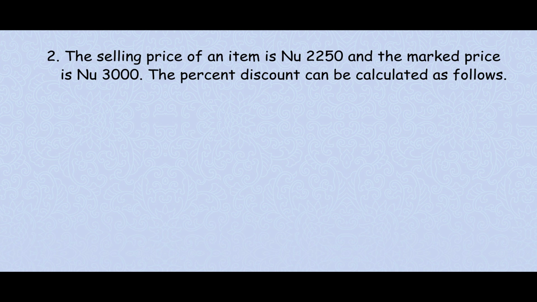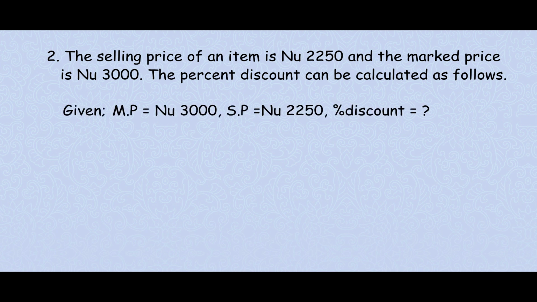So you have to first note down the given as usual and you have to note down the formula of what you are asked to do. So here it goes. Given marked price is equal to Nu 3000, selling price is equal to Nu 2250 and percent discount is equal to question mark. Therefore, we know that percent discount is equal to discount over marked price times 100%.